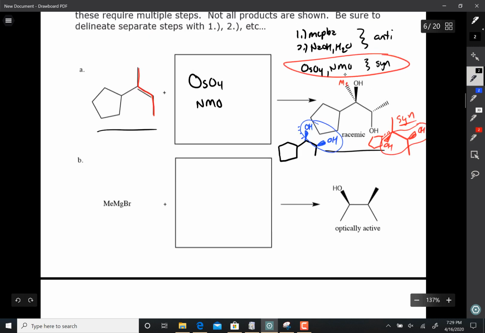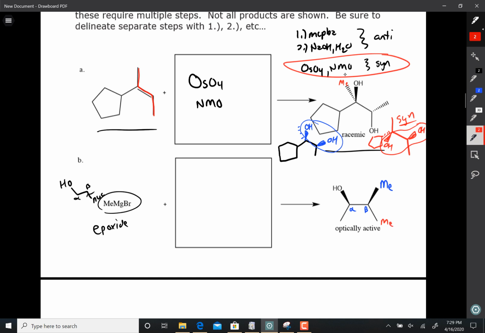Okay, methyl magnesium bromide. Well, this reagent works with epoxides. It adds methyl groups to epoxides. When you add a nucleophile to the epoxide, you get this pattern where the nucleophile is attached to the beta carbon. Here's the alpha carbon, here's the beta carbon. We have two methyl groups possible. So let's figure out which one.